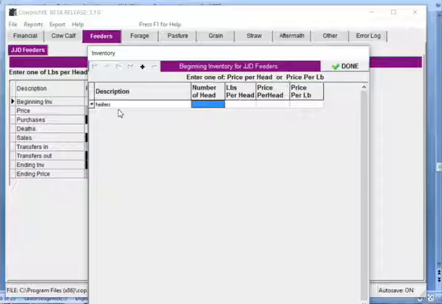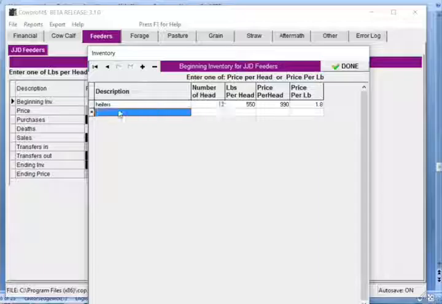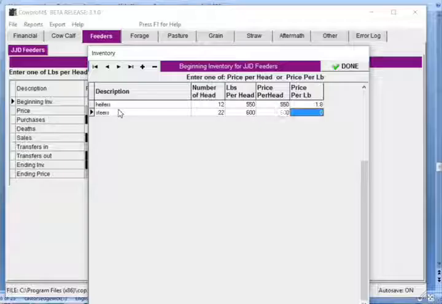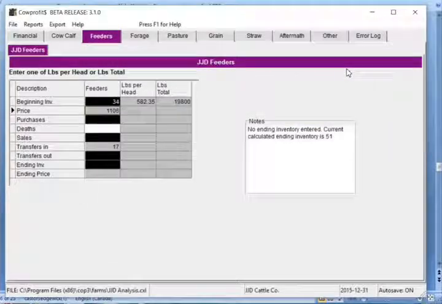And there's 12 of them at $5.50. And the price is $1.80 a pound. And steers, there's 22, and they weigh 600 pounds, and they are $1.95 per pound. And so we're done with the beginning inventory.